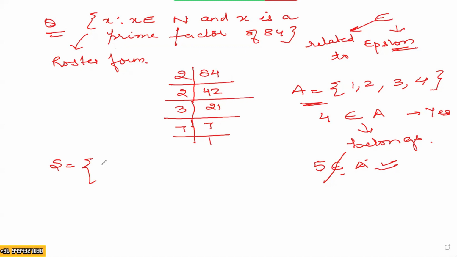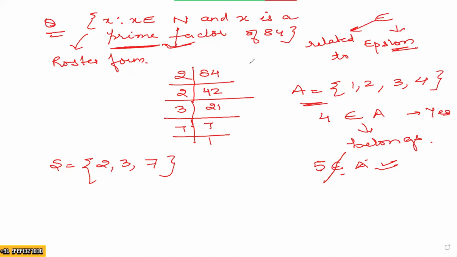What will you write here? 2, 3, 7. One more 2? No, only a single 2 you will write, because you have to write prime factors. Can we write 4? No, 4 is not a prime number. 2 into 2 is 4, but 2 is the prime factor of 84. Prime factors you have to write. 4 is not a prime factor. It's a composite number.